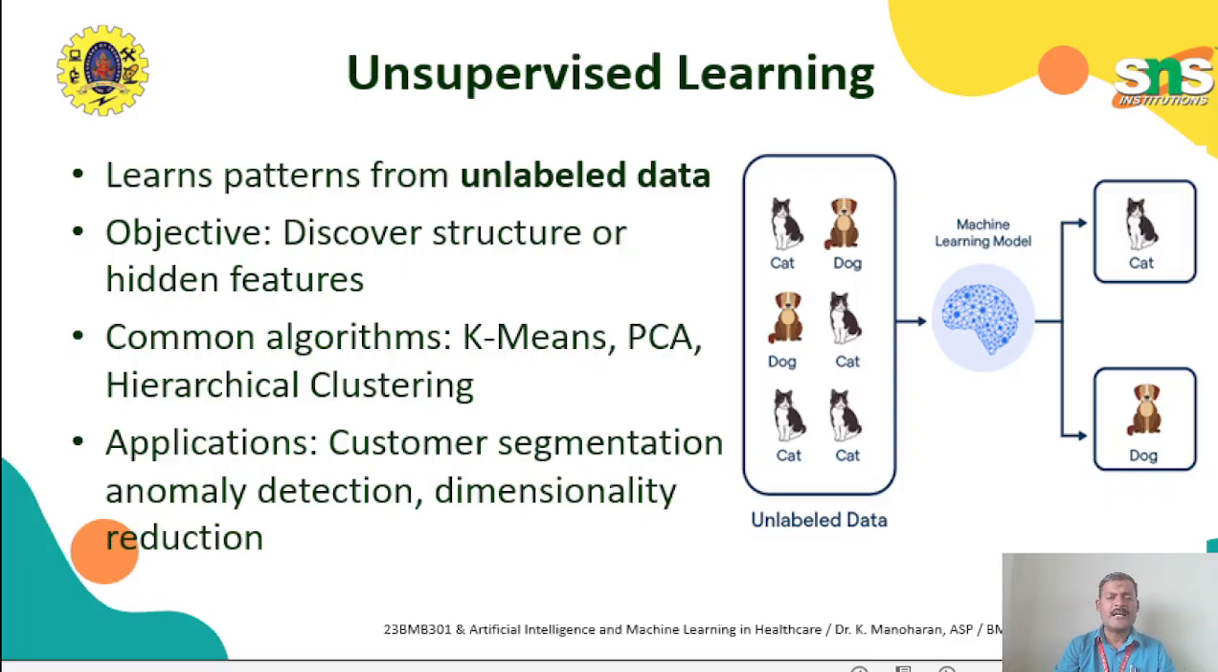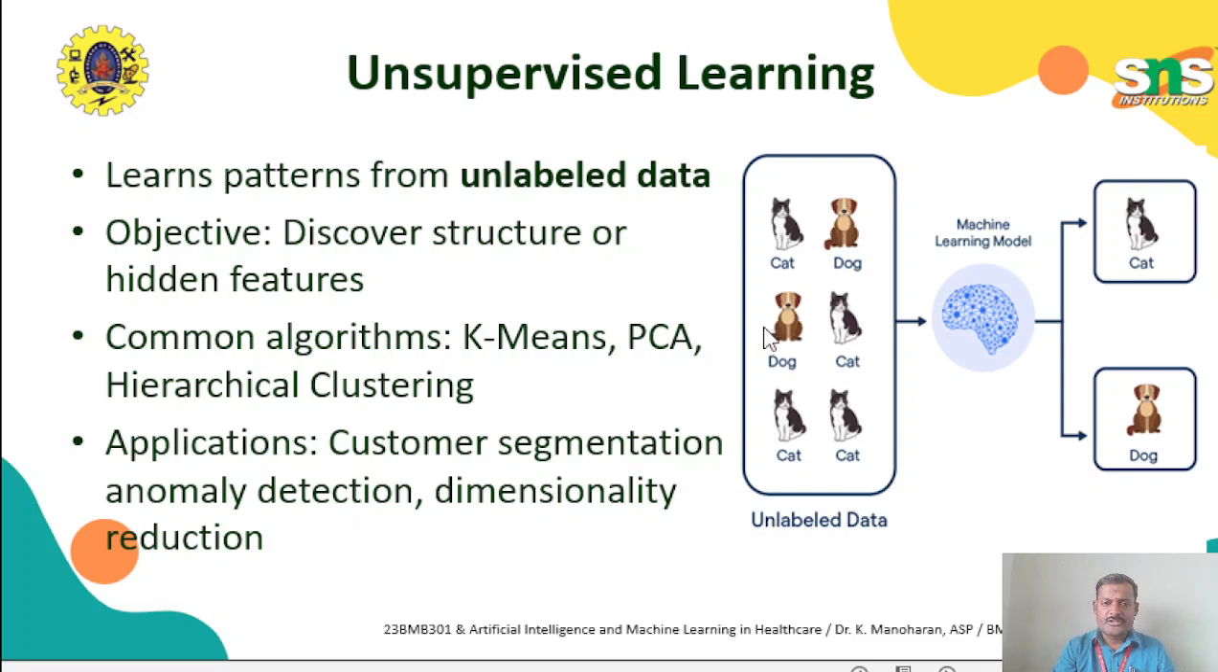The common algorithms famous in unsupervised learning are the K-means algorithm, the PCA algorithm, and the hierarchical clustering algorithm. The applications are customer segmentation, anomaly detection, and dimensionality reduction. So these are some of the applications.